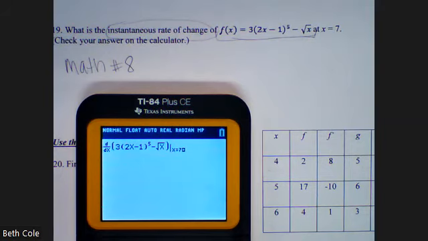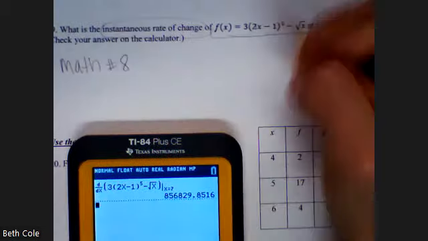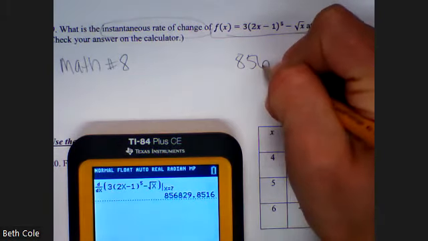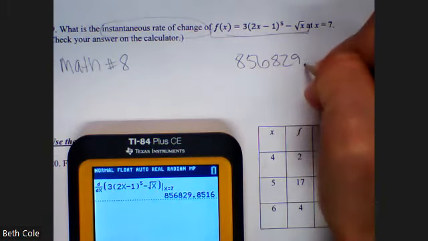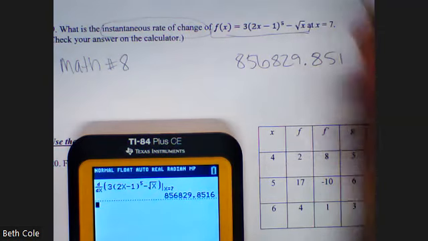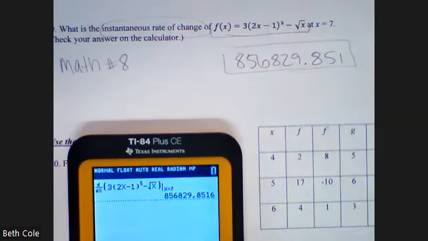Oh, is it a really big number? Oh, whoops. Oh, cool. All right, 856,829.851, which is a great answer. Don't discriminate.